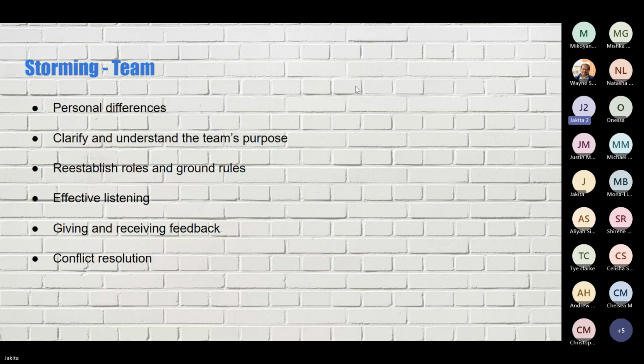In terms of the team aspects of storming, you will see personal differences. What is recommended is clarifying and understanding the team's purpose by reestablishing rules and ground rules. It will eliminate some of the confusion. It's very important to engage in effective listening. Giving and receiving feedback is very crucial as well.